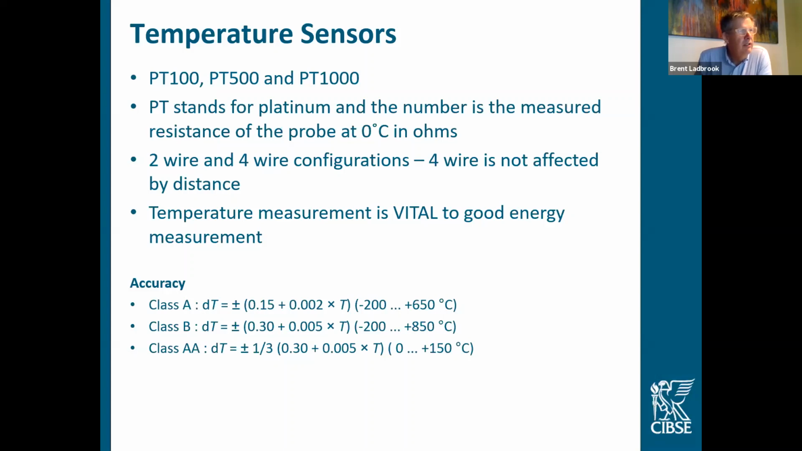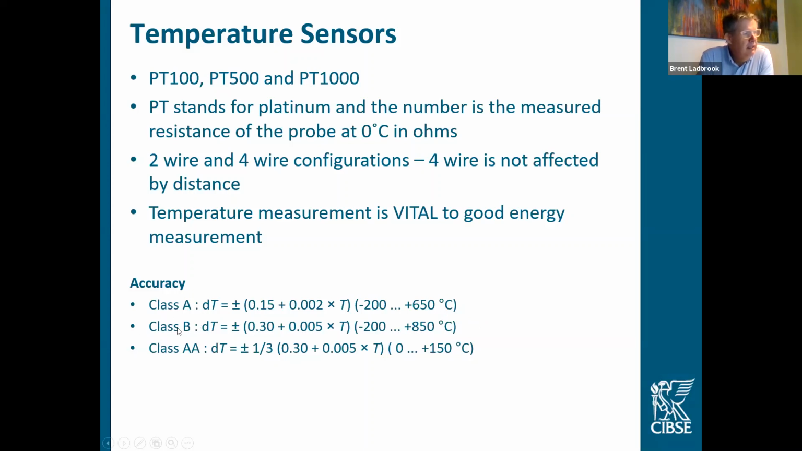2 and 4 wire configurations are available. You might want to remember that typically for cable distances of more than 10 meters, you would definitely want to go to a 4 wire temperature probe, as it's not affected by distance. Below 10 meters, 2 wire is usually okay, and it's vital to good energy measurement. As said before, I've seen people take an NMI approved flow sensor, buy some temperature probes from the local temperature probe shop.